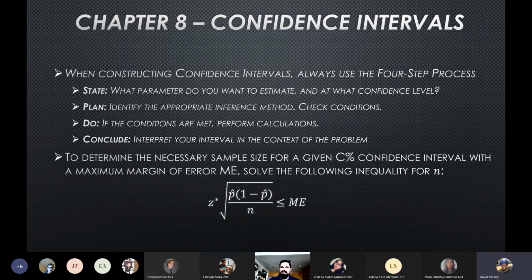To determine the necessary sample size for a given C% confidence interval with a maximum margin of error, ME, solve the following inequality for n. Based on that C% confidence interval, we can calculate the z star and put that in the formula. The p hat is based on whatever our sample was. So we can get p hat and 1 minus p hat divided by n, and we don't know n. We are solving for n, so that z star times the standard error is less than or equal to the maximum margin of error. If we're dealing with proportions, that will be a percentage, which we will convert to a decimal to do our calculation.